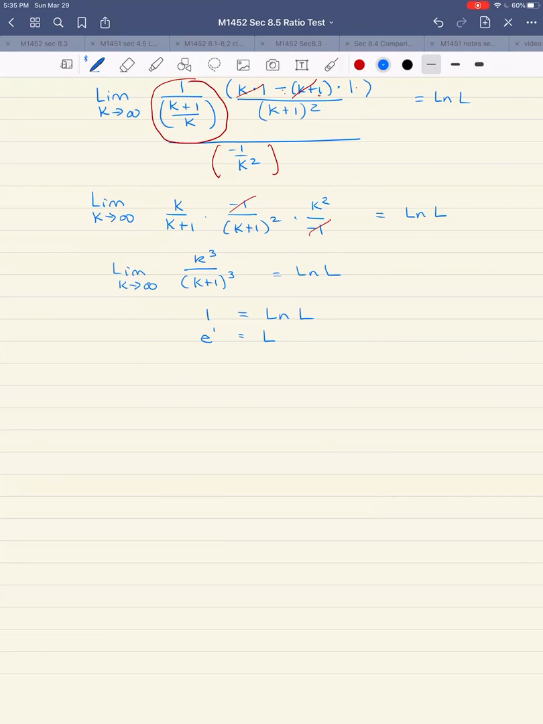Now that's the natural log of the limit. E to the 1 is the limit. Well, how big is e? Bigger than 1 or smaller than 1? Well, e is 2.718-ish, which where I come from is bigger than 1. And remember, in this test, if your limit is bigger than 1, it means your subsequent terms are not getting smaller, and so the series is going to diverge.